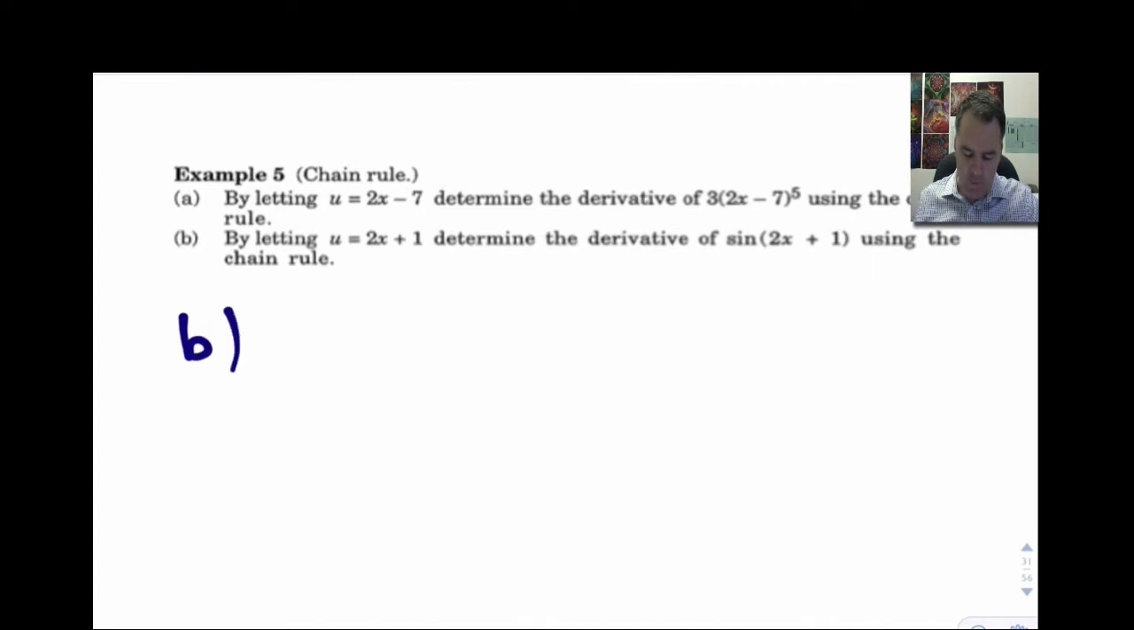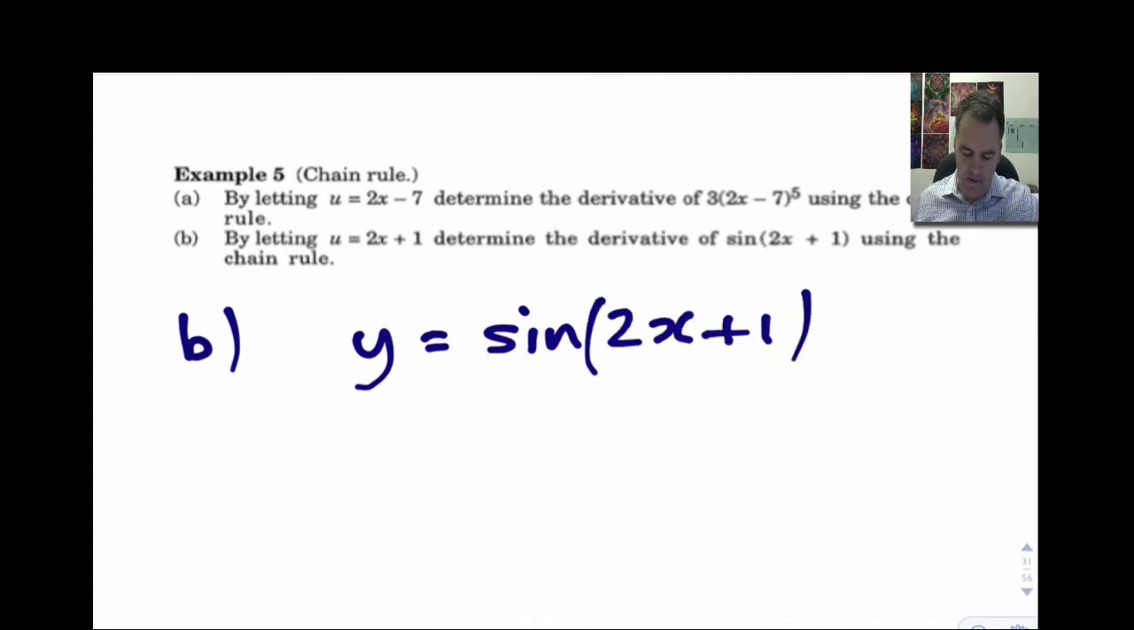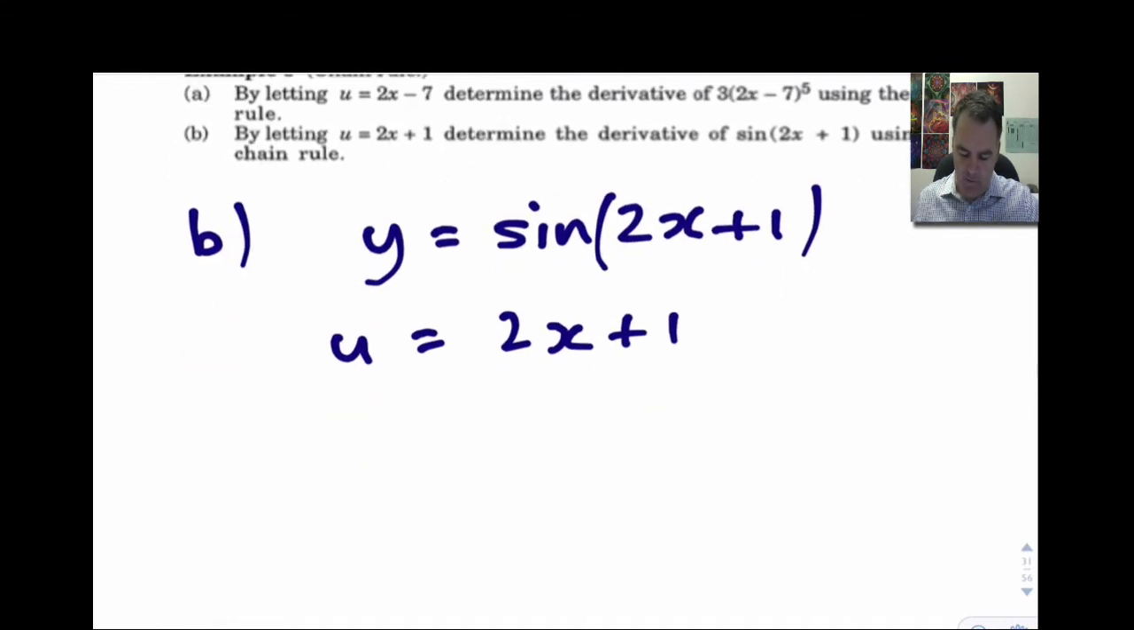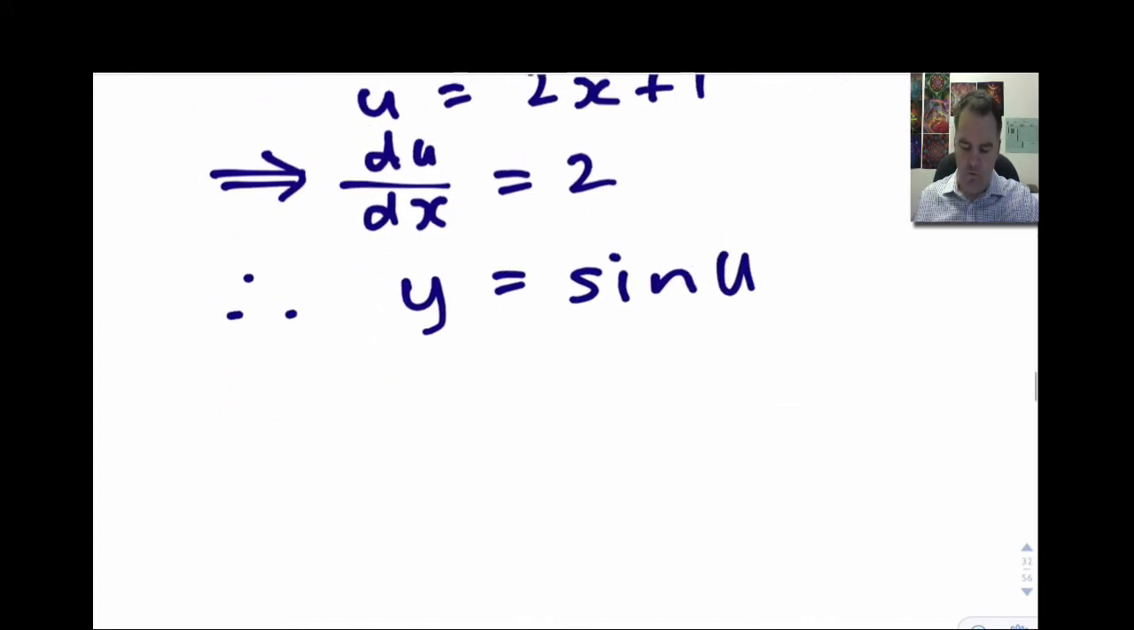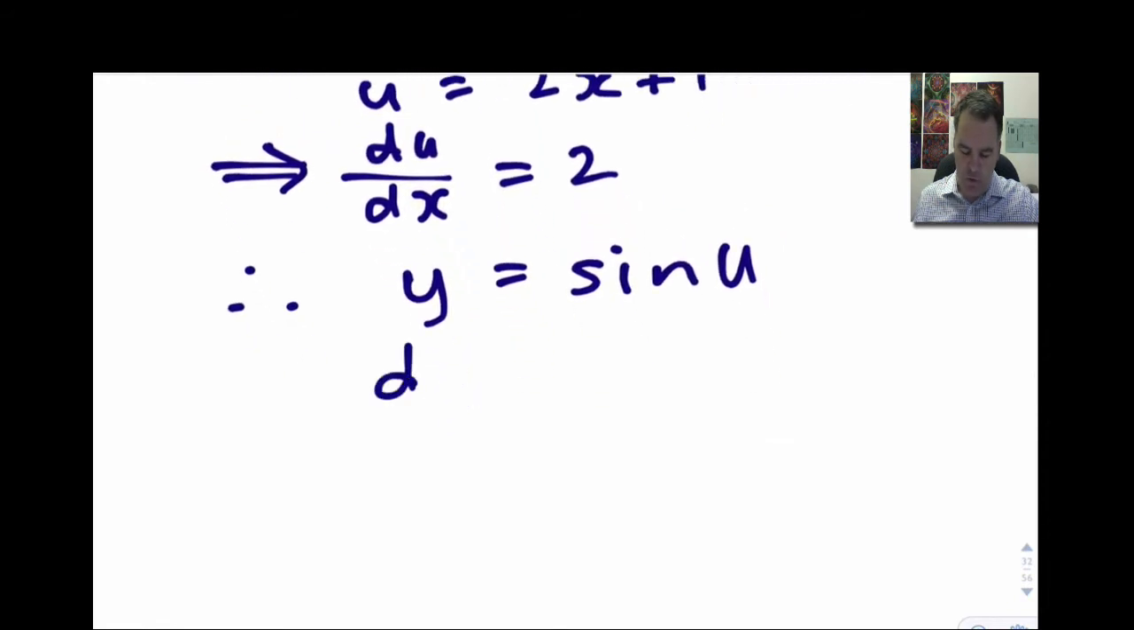We've got y is equal to sine of 2x plus 1. Let me do this the long way. And we're going to say u is 2x plus 1. So that means that du/dx, the derivative of u with respect to x, is 2. So our original function becomes y equals sine of u. Cool. So we can say now dy/du, the derivative of this function y with respect to u, is cos of u.